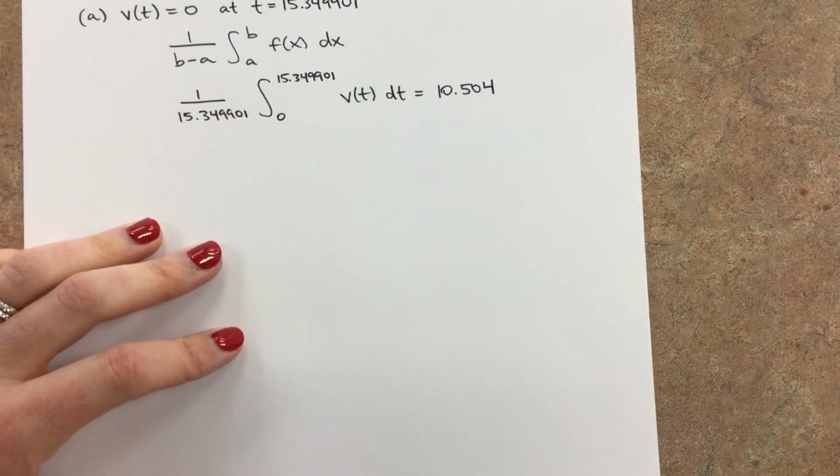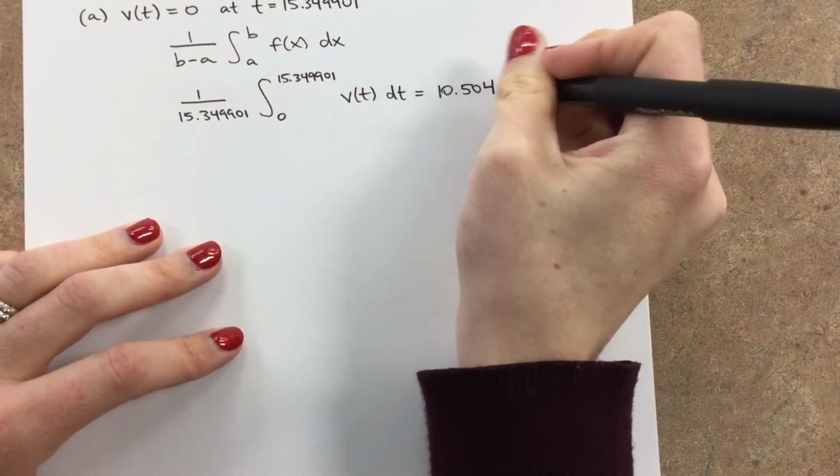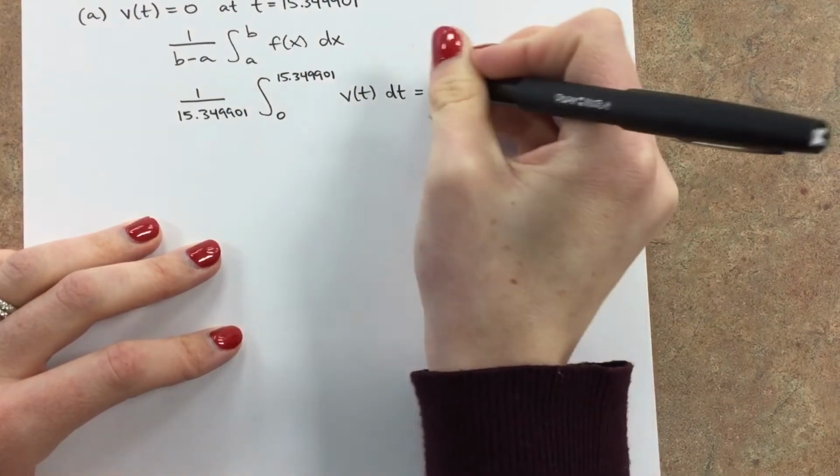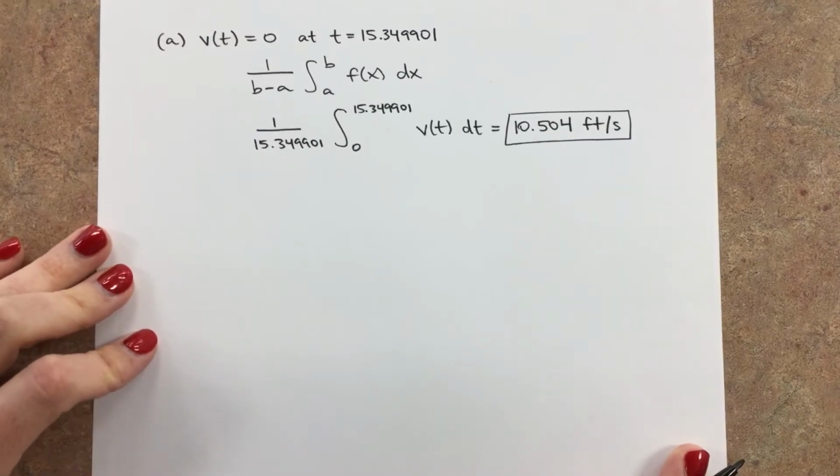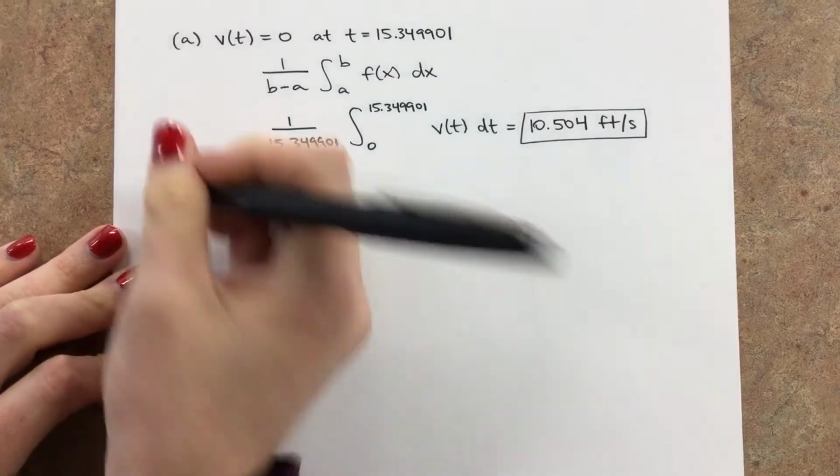Okay, and it says his velocity in feet per second. So this would be in feet per second. Always make sure if there's a unit that you can use, that you are using that unit. All right, so that's letter A.